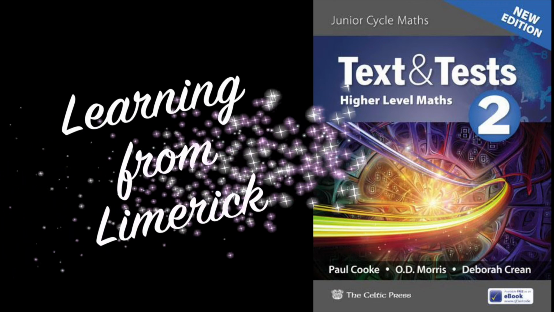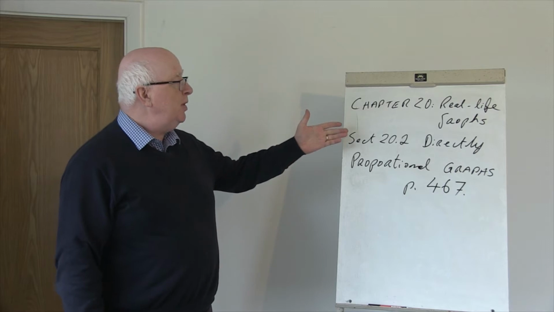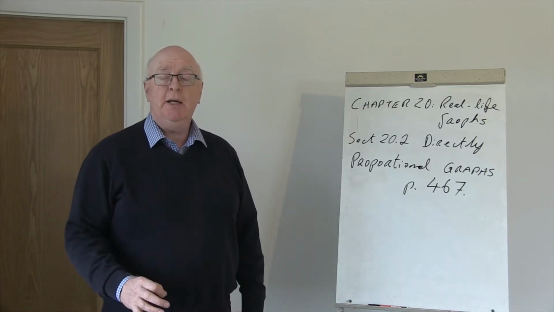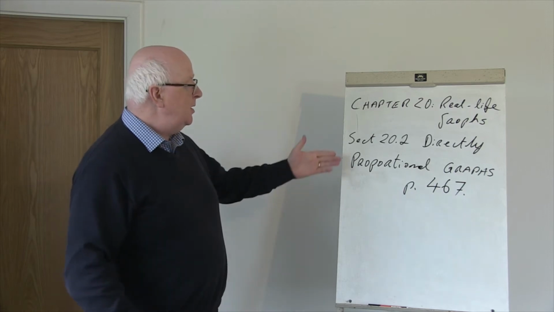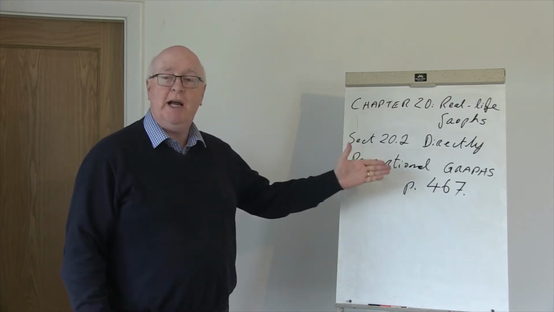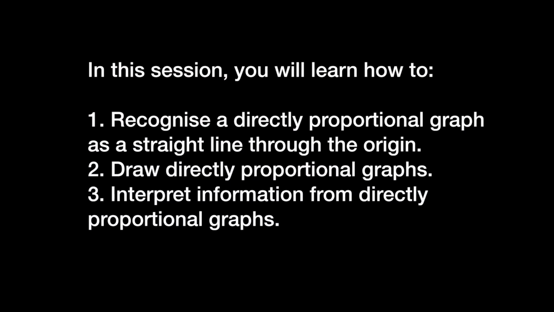Welcome to Junior Cycle Higher Level Maths. It's chapter 20, real life graphs. We'll be interpreting them and drawing them. And the section today is 20.2, directly proportional graphs on page 467.